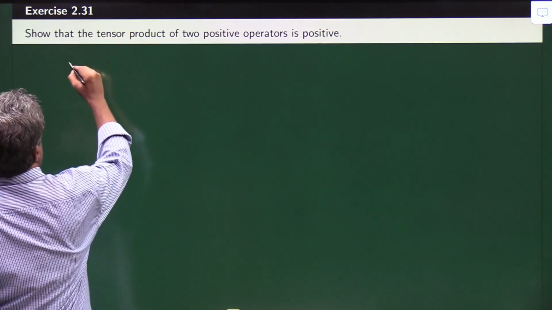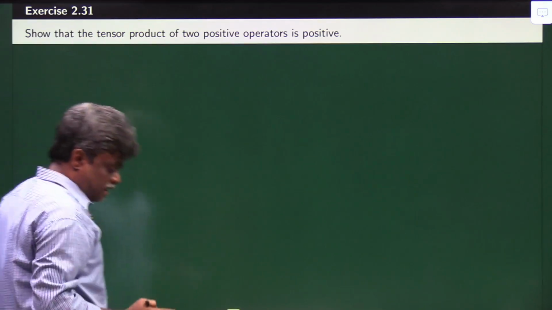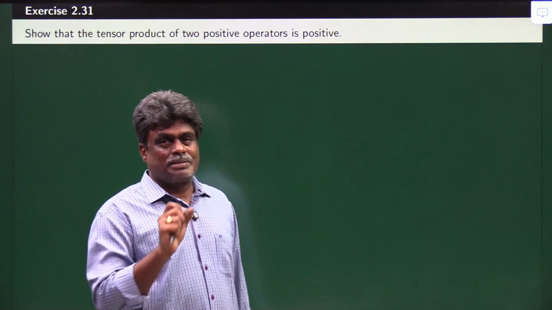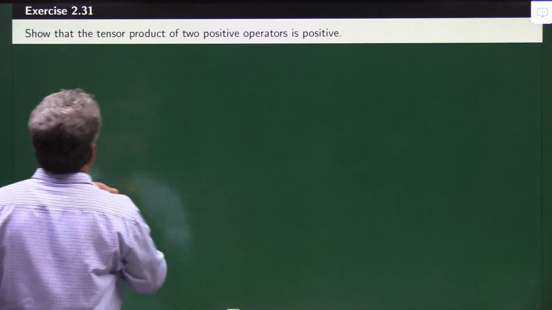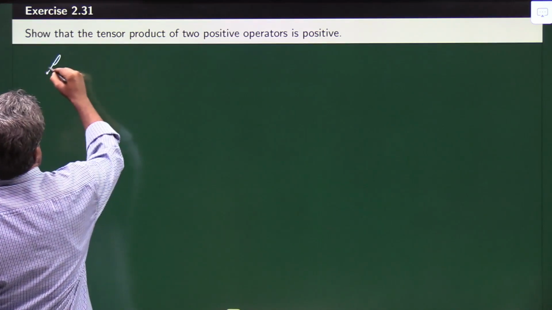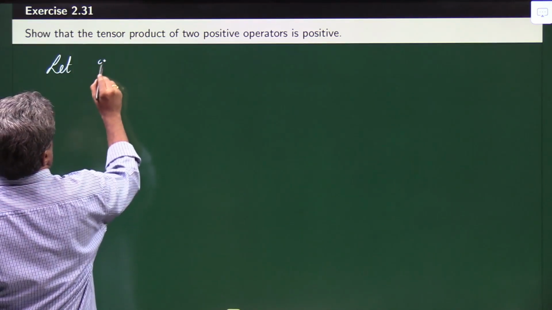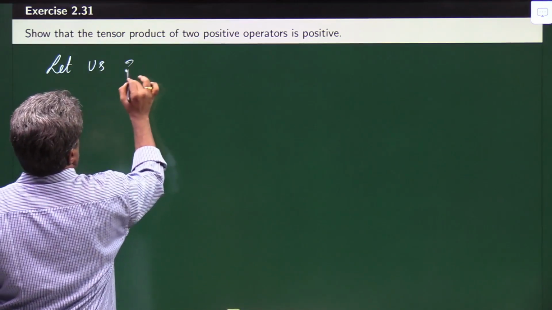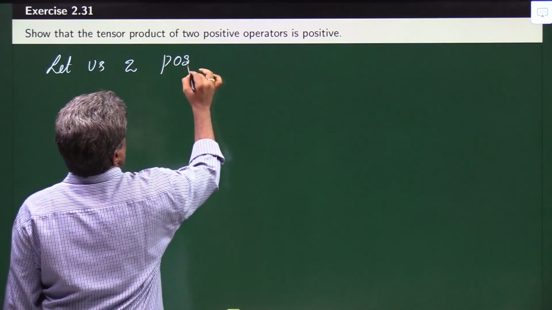Okay, so first let me define. In the earlier videos I discussed. So here positive operator means an operator whose expectation value is positive. So here let me define two positive operators. Let us define two positive operators.